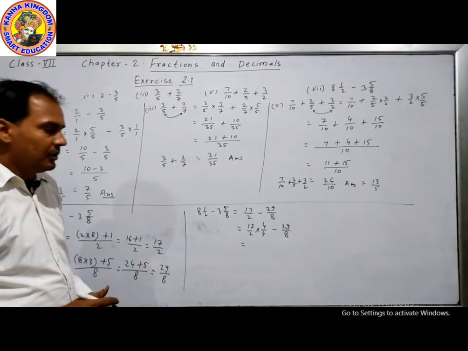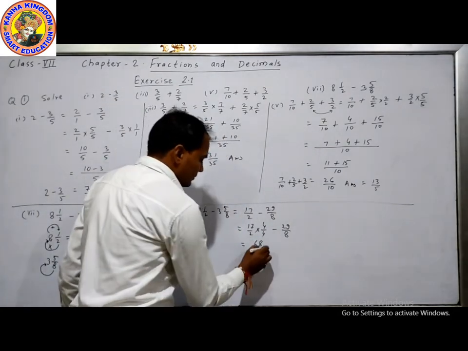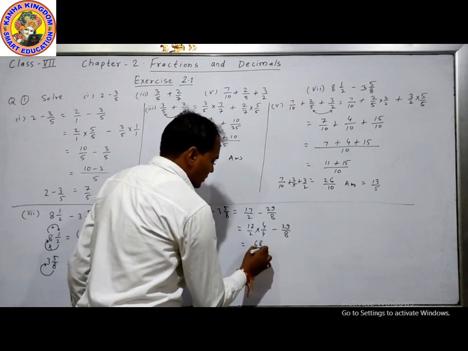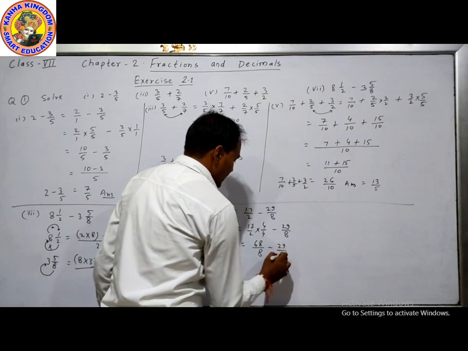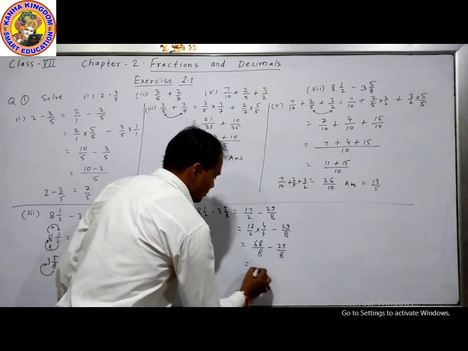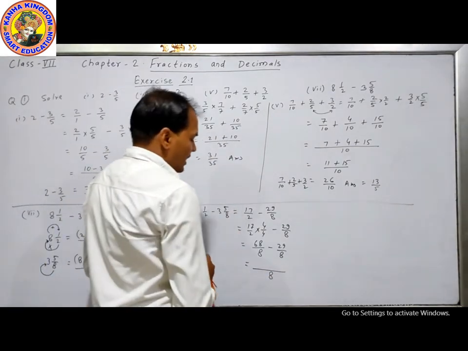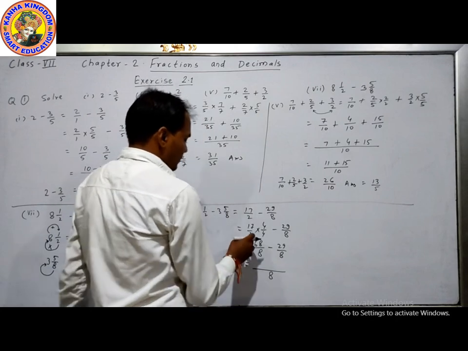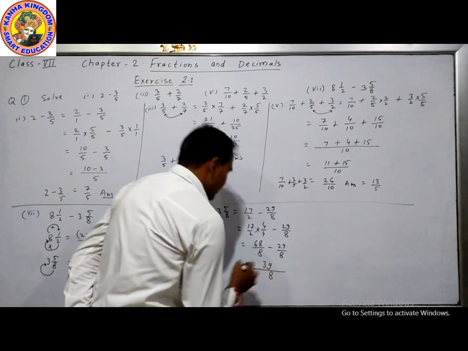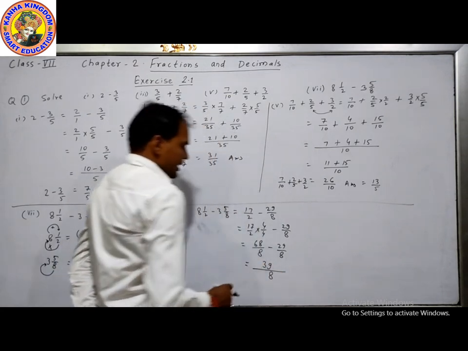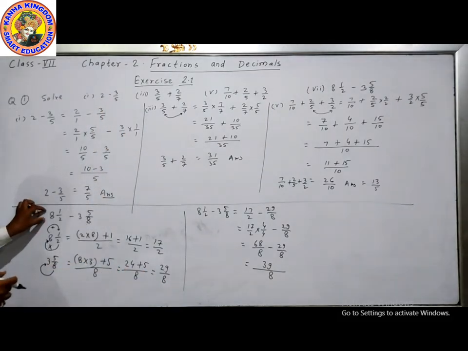17 into 4 is 68, 2 into 4 is 8, minus 29 by 8. The denominators are equal, so the denominator is 8. When we subtract 29 from 68, this is 39. This is the answer, but it is not the final answer, because the question is in mixed fractions.